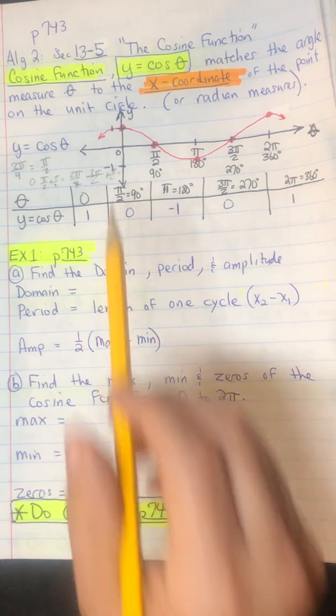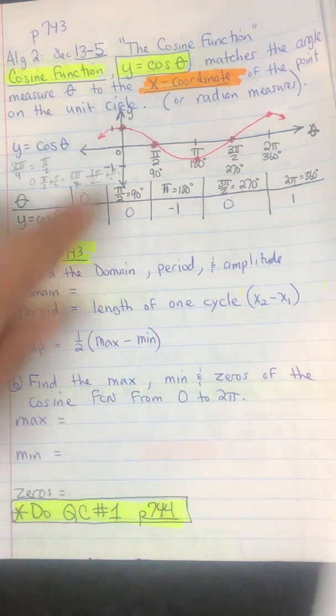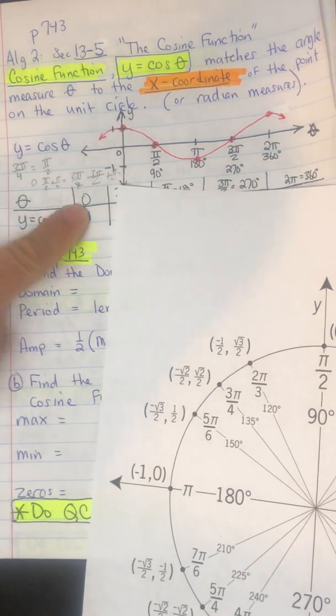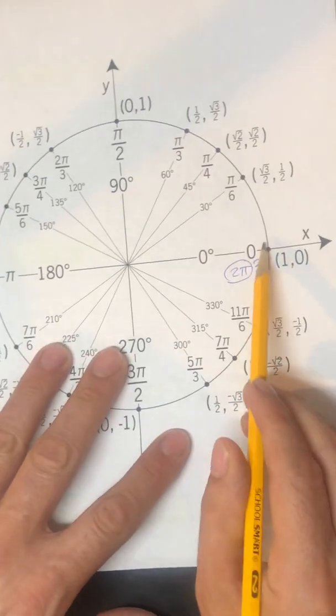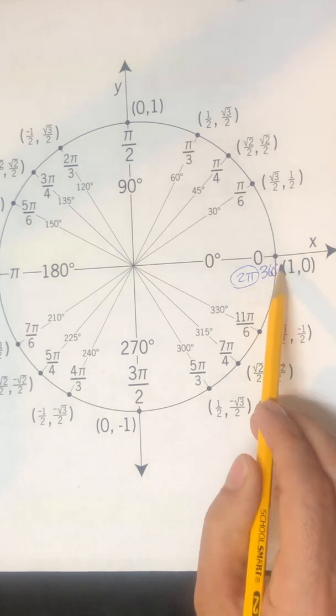Now that we have the 4 sections, we can go on the unit circle and find out what all these equal. The cosine of 0, if theta was 0, the cosine of 0 would be the x-coordinate, 1.